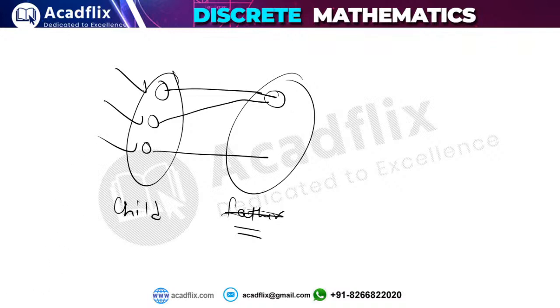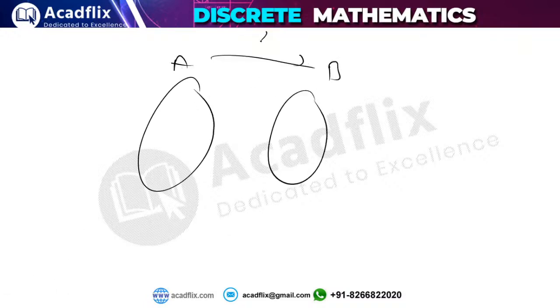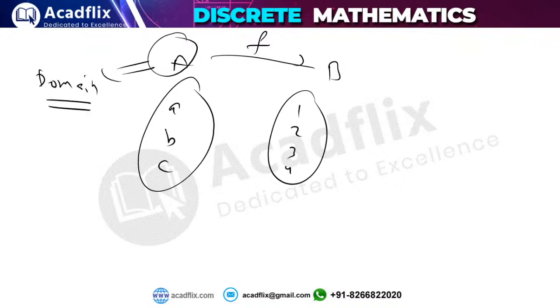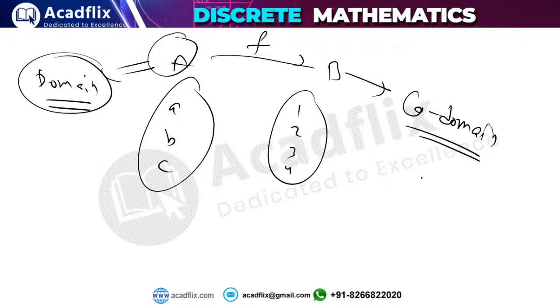So basically every element should be related to exactly one element, that is our function. Now, let's assume we have a function f from set A to set B. This set A is called the domain, and this set B is called the codomain.